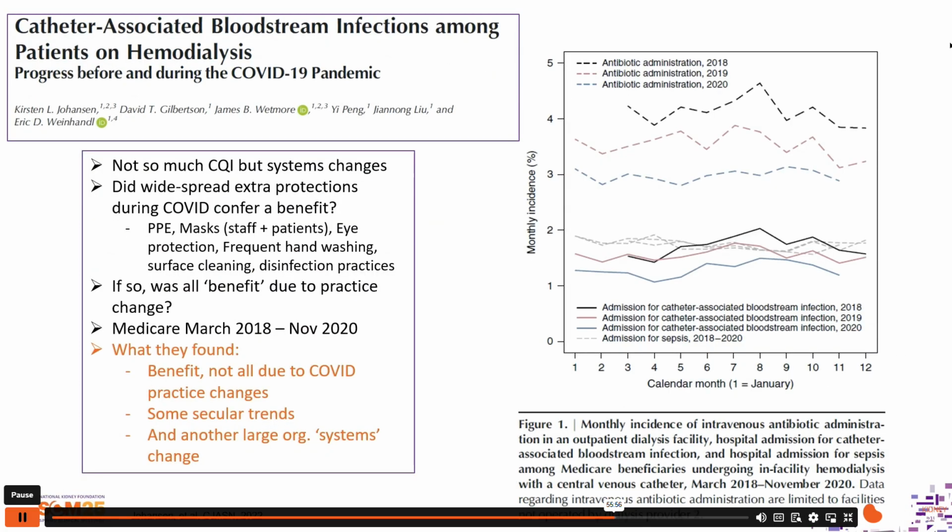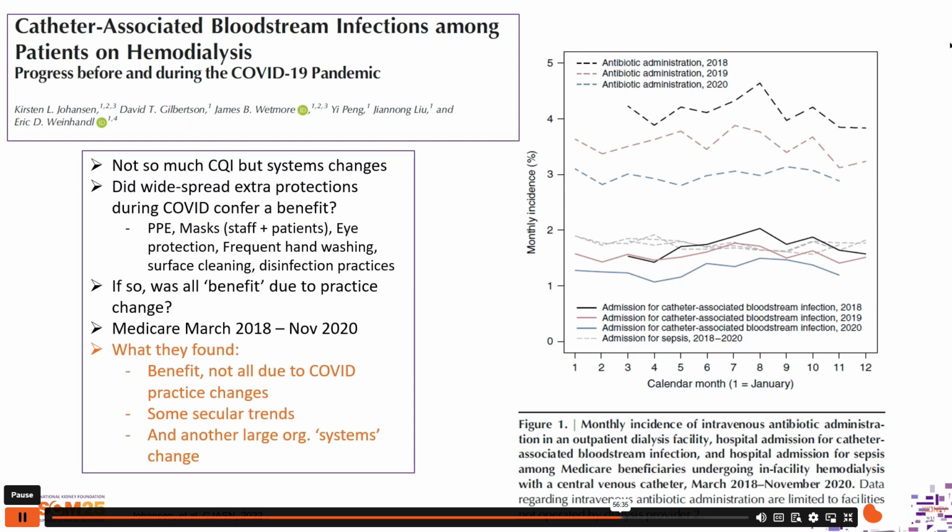And then lastly, the last study I wanted to highlight, I think is a really amazing one and has been touched on as well in other areas of people talking today. It's a retrospective study that Dr. Johansson led. It was looking at whether or not during COVID, when we put on all of that PPE and extra hygiene and the goggles and the masks and everything, that conferred a benefit to bloodstream infections. And if so, was all that benefit due to all that extra stuff we did, or was it due to something else? So the graphs that are here, I'm going to use this.